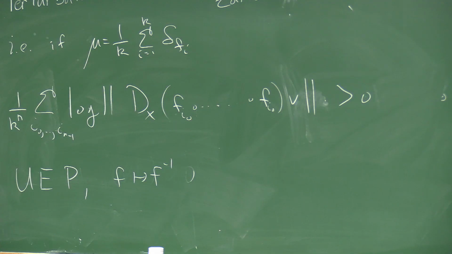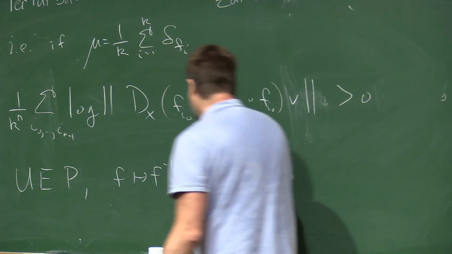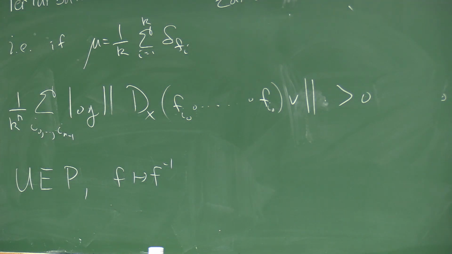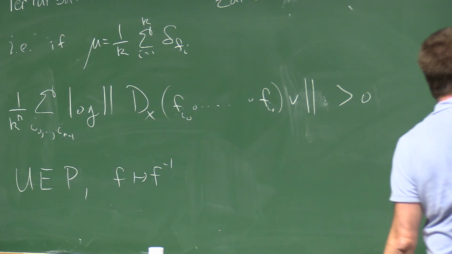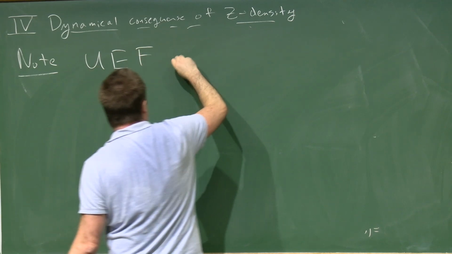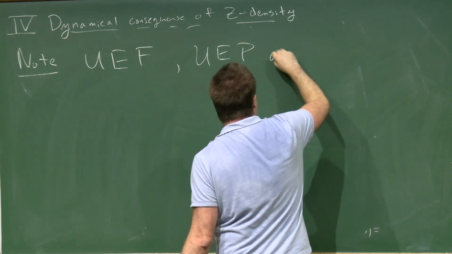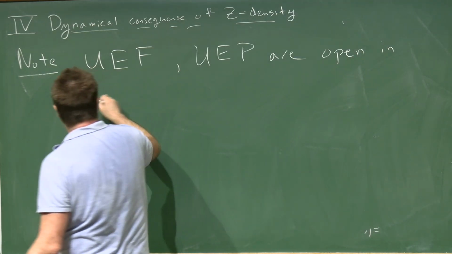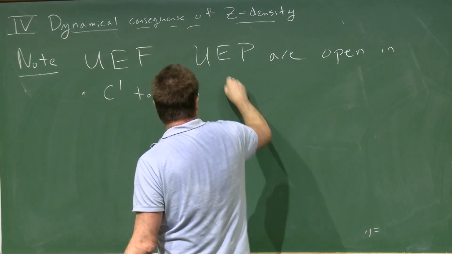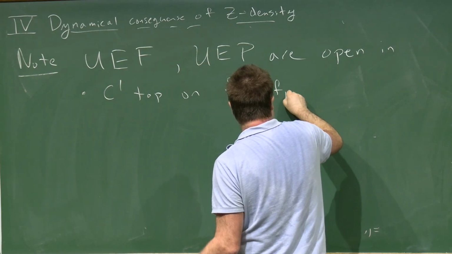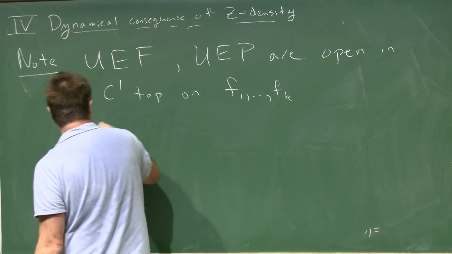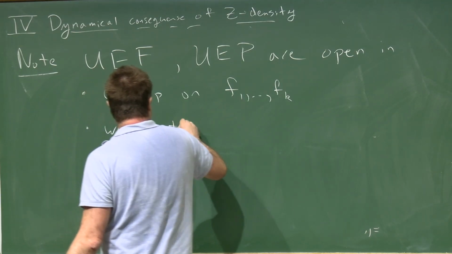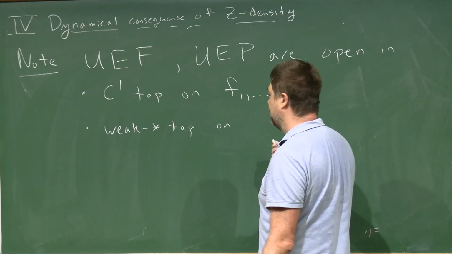So maybe I'll write it down again on Thursday. But then let me finish with just one punchline. Note, this property, uniform expansion in the future and uniform expansion in the past, they are open in the C1 topology on the maps that I'm generating my random walk by, and the weak star topology on the driving measure.